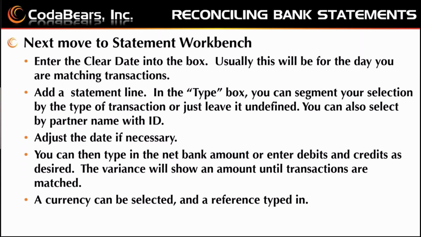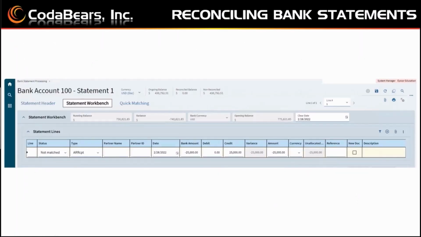You can adjust the date if necessary. You can then type in the net bank amount or enter debits and credits as desired. The variance will show an amount until transactions are matched. A currency can be selected and a reference typed in. So here we see the Statement Workbench, and we have our first line. It says that it is not matched, and we have AR receipts is what we've chosen in this particular sample. And we could put AR receipt, AR debit, and I'll show you that in the live presentation in just a few minutes. The date, again, is the date that we're reconciling for.